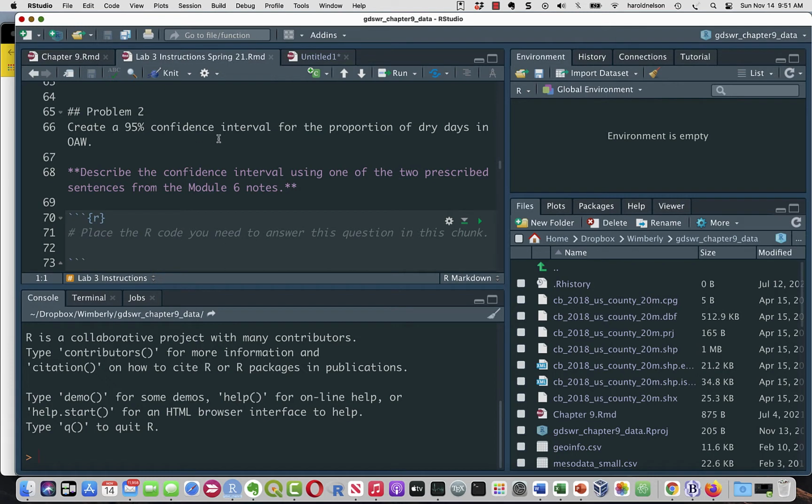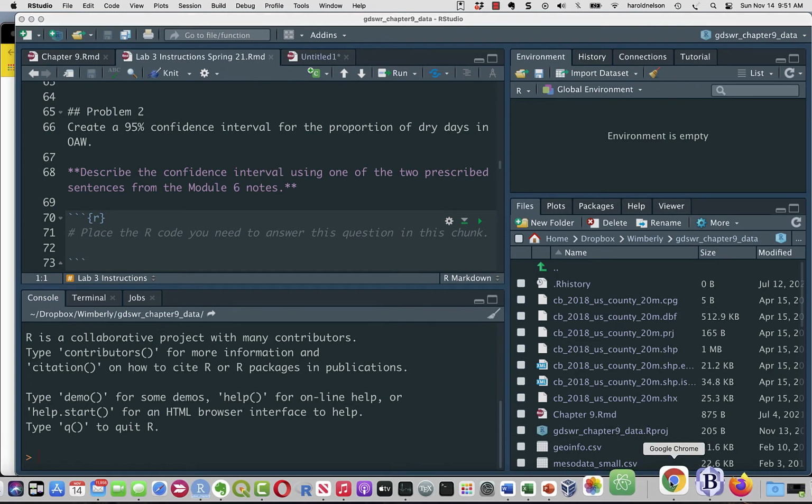So here's problem 2 in the actual Lab 3. Create a 95% confidence interval for the proportion of dry days in OAW. And it asks you to put your code that needs to do that here. And there's a requirement that you use one of the correct sentences. Well, okay, let's look at Lab 3 practice.